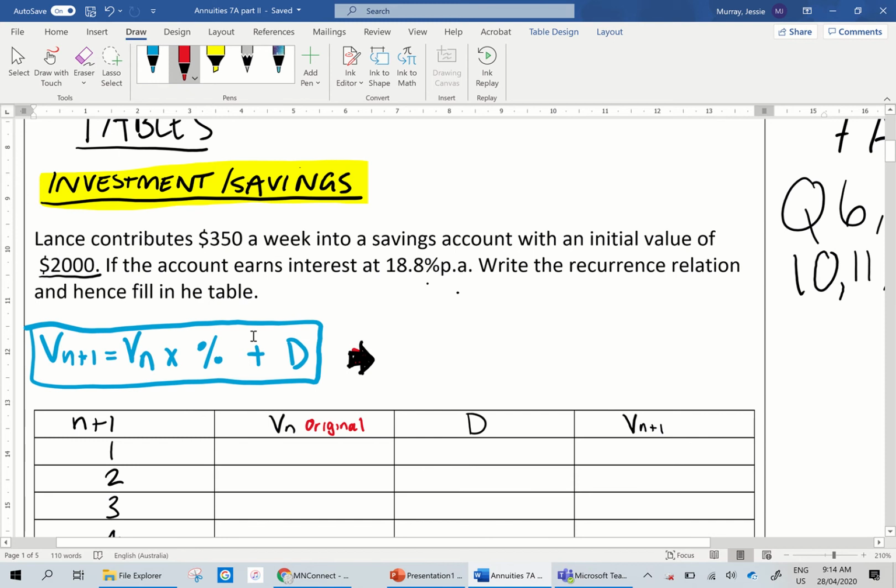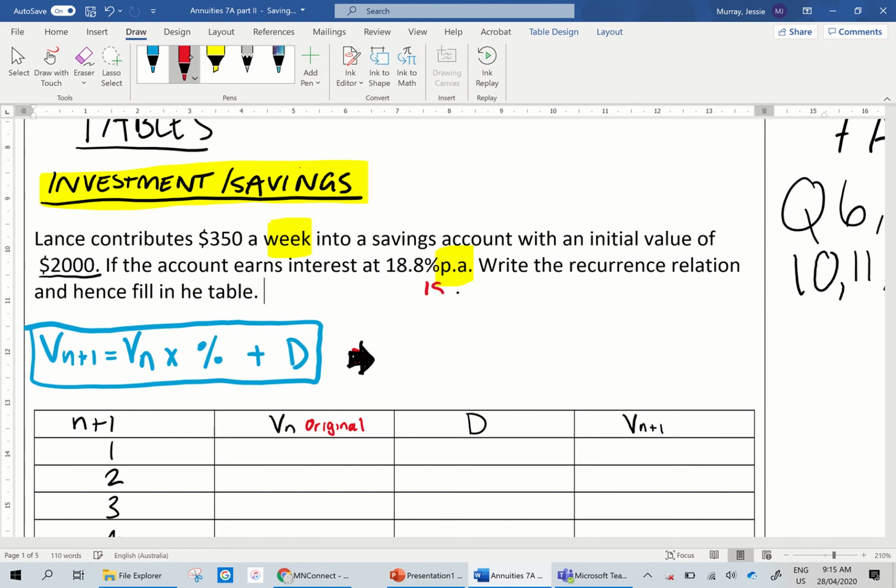Okay, so he's opened this savings account, he's put $2,000 into it. Now he's going to add $350 every week into that savings account. And he earns interest on that savings account at 18.8% per year. So the first thing I'm noticing is I've got week here, but I've got year here. So I must turn them both into week.